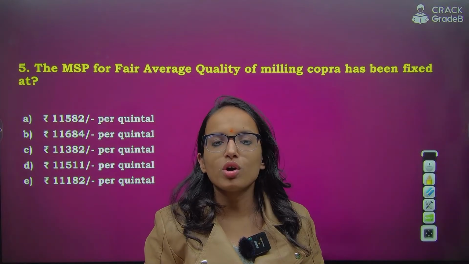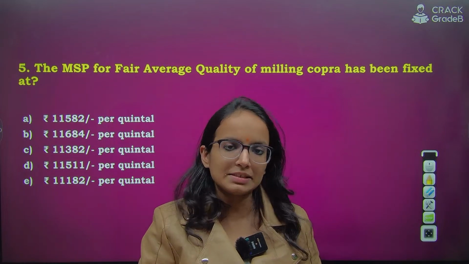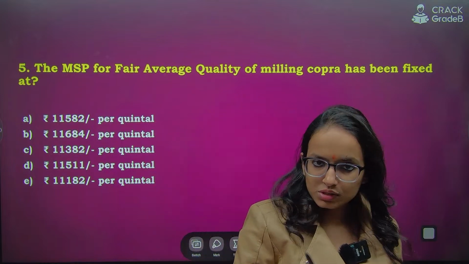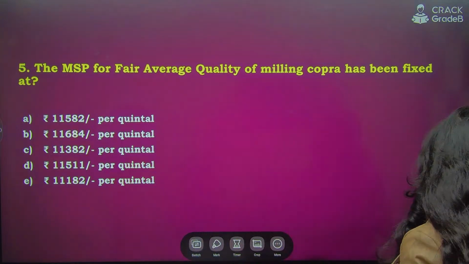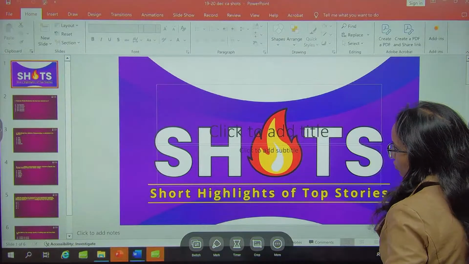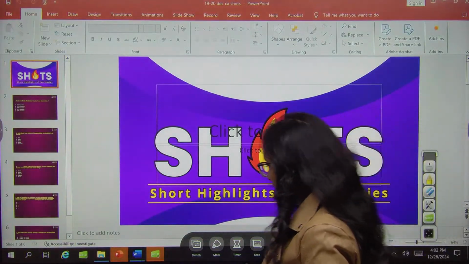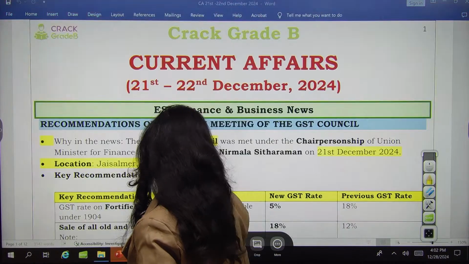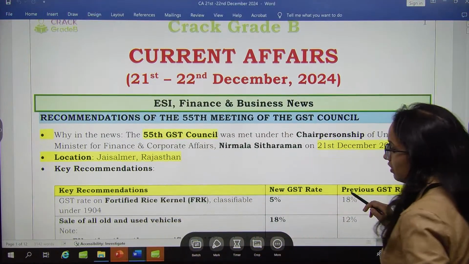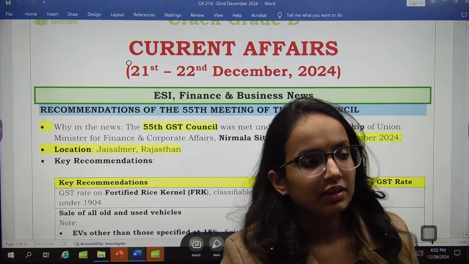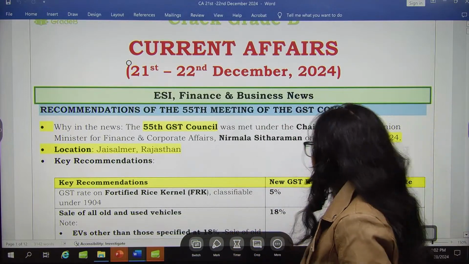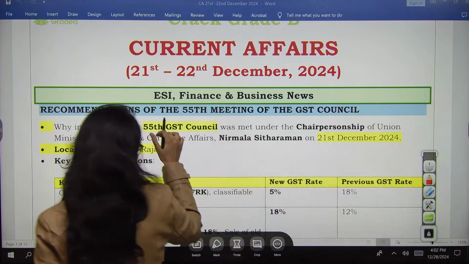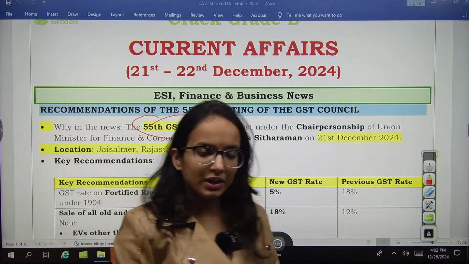Now, it's time for 21 to 22nd December CA discussion, right? I hope this was easy to understand. Now, let's move quickly to 21st and 22nd. So, in 21st and 22nd, a lot of important news are there. First of all, 55th GST Council meeting has been held recently. So, very probable area of question.